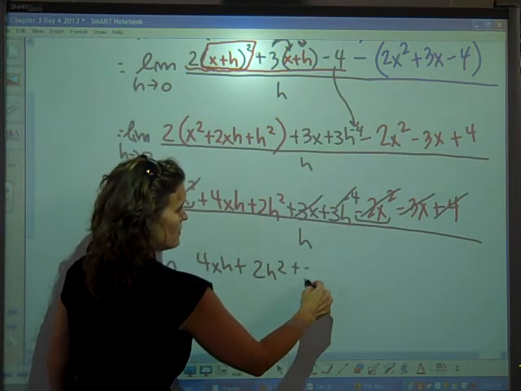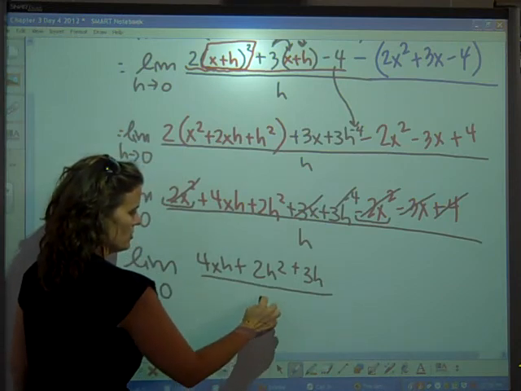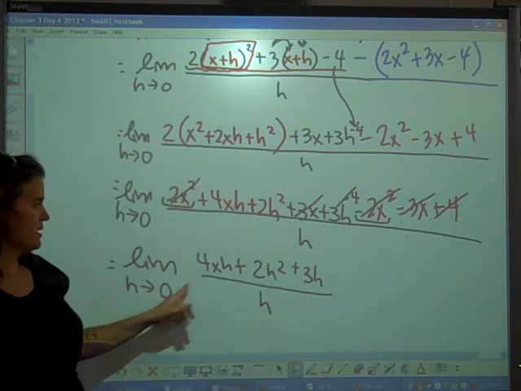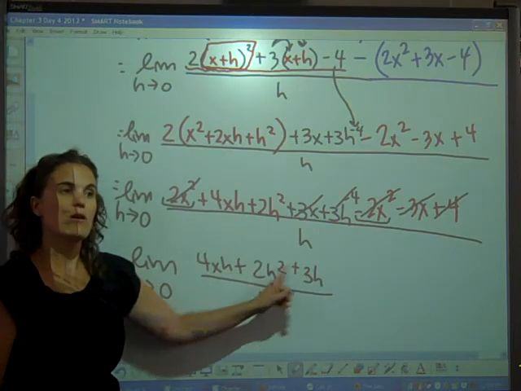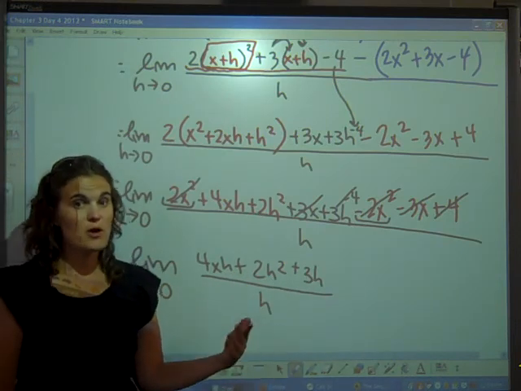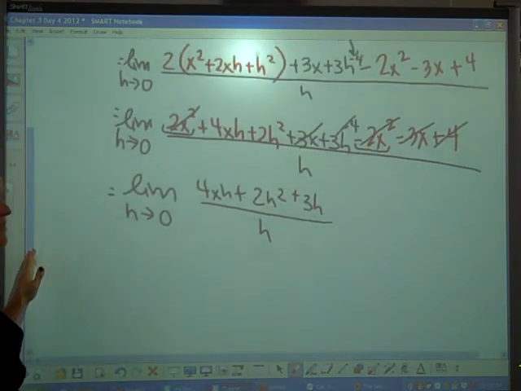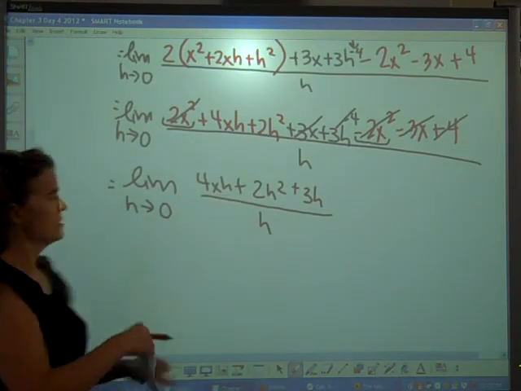plus 3h all over h. At this point, it'd be a good idea to try to plug in 0. You get 0 plus 0 plus 0, all divided by 0. 0 over 0, indeterminate form. I need to do something else. My something else in this case would be to factor. I'm going to factor out an h.